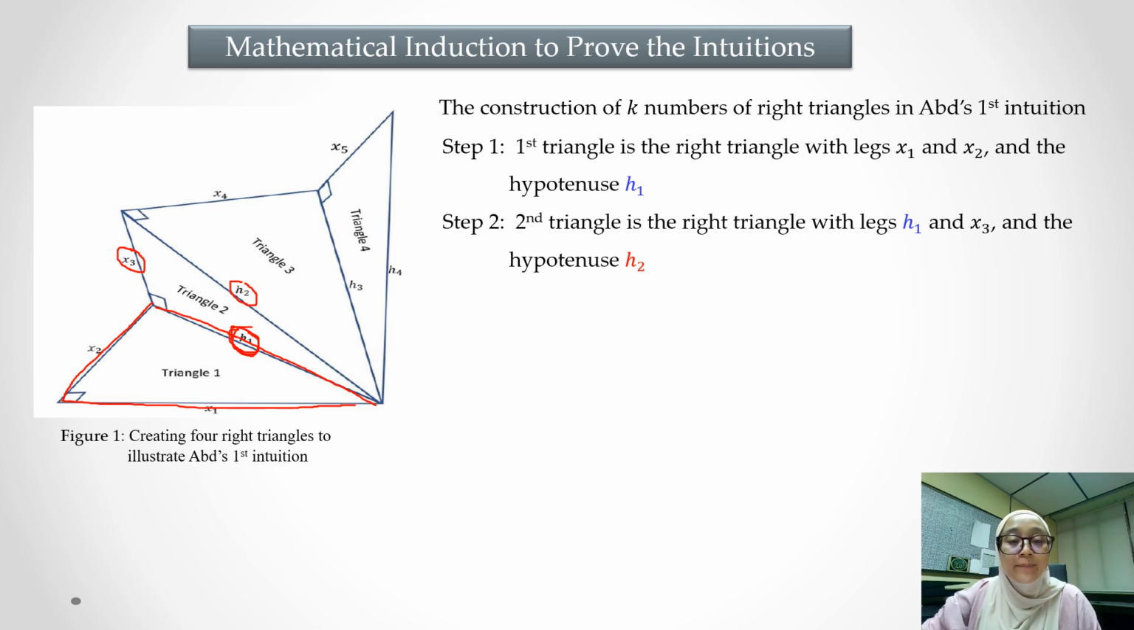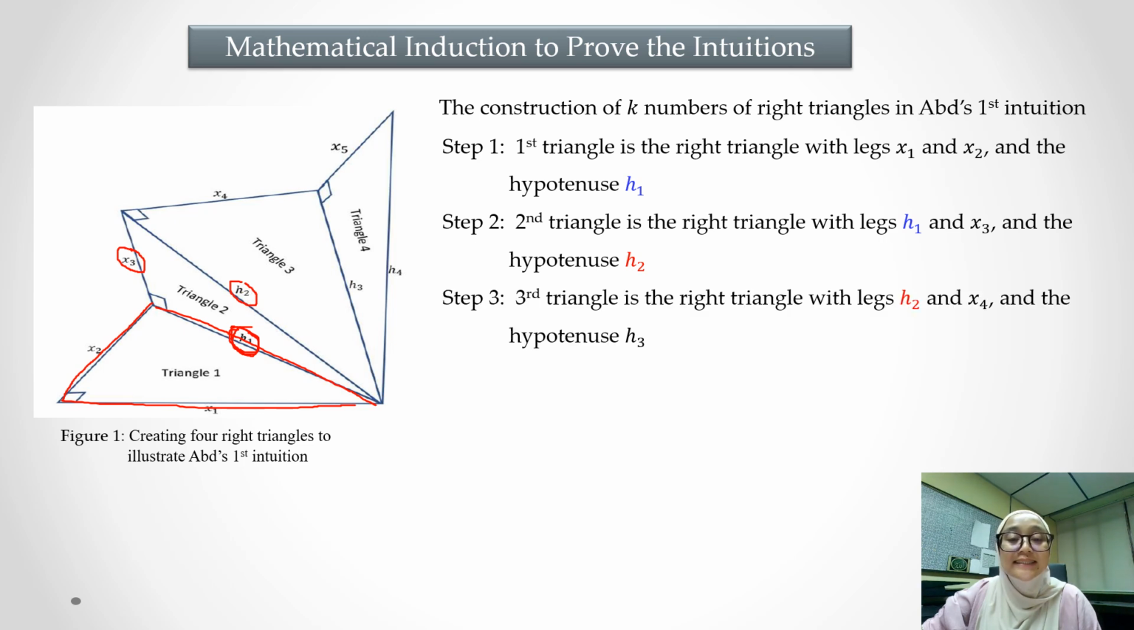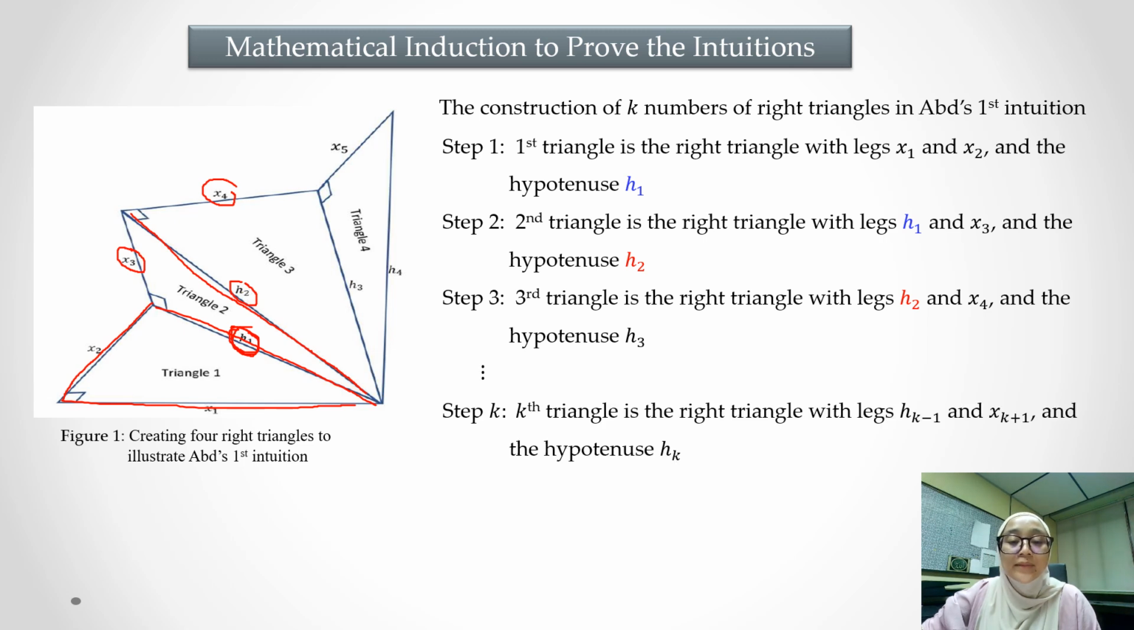We follow the same step to construct the third triangle, where H2 is going to be one of the legs for triangle 3, and x4 is the other leg for triangle 3. We then repeat the same steps up to k steps to produce k number of right triangles.